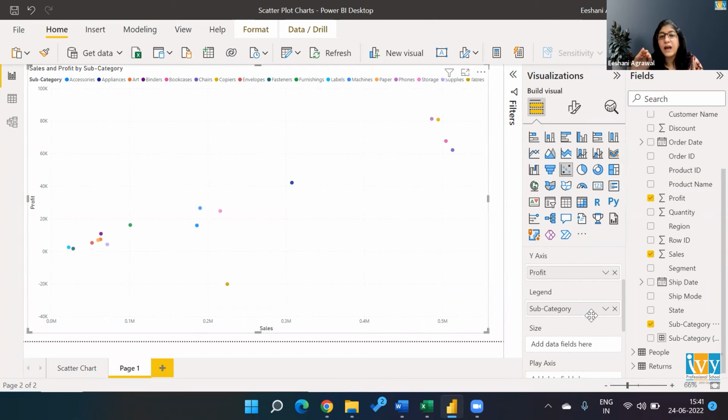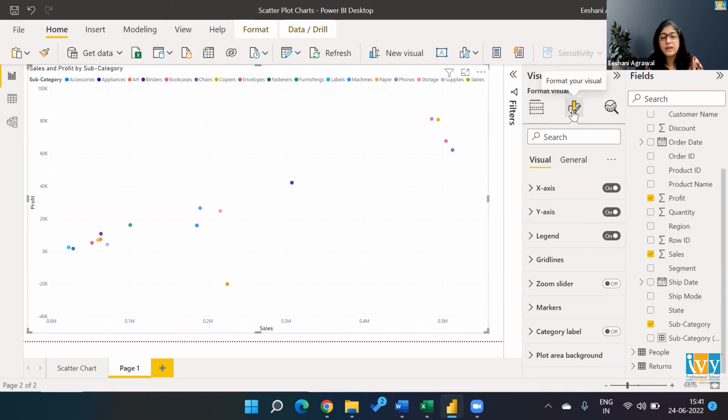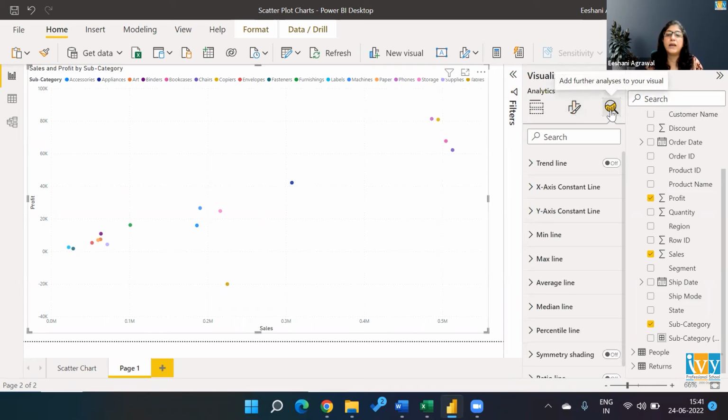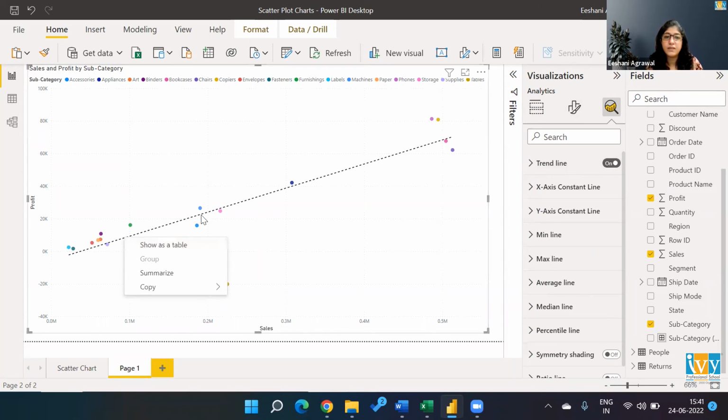So now let's see how we will create this trend line. Over here, we had the build visual from where we can pick all the different types of charts. The second icon is for the formatting, and the third icon in the visualization pane in Power BI is for analytics. Under this, you will see there is trend line and it is off. As soon as I turn it on, this is the trend line that has been created.